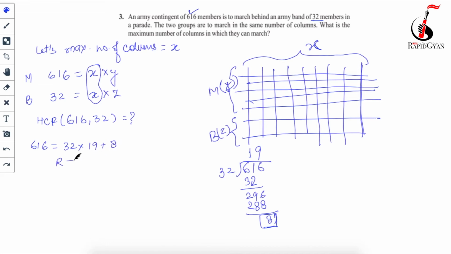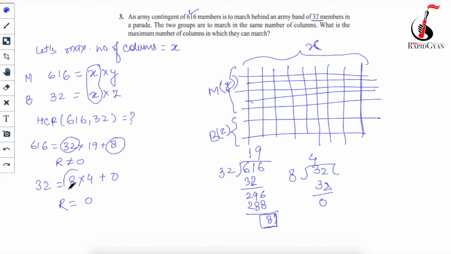Now your remainder is not equal to 0. So this 32 will become your new dividend and 8 will become your new divisor. We can clearly see that 32 is completely divisible by 8, 4 times. So 8 4s are 32 and my remainder will be 0. So 32 is equal to 8 times 4 plus 0. Since my remainder is 0, the divisor at that time was 8, so this will become my HCF. So the HCF of 616 and 32 is 8. So 8 is your answer.